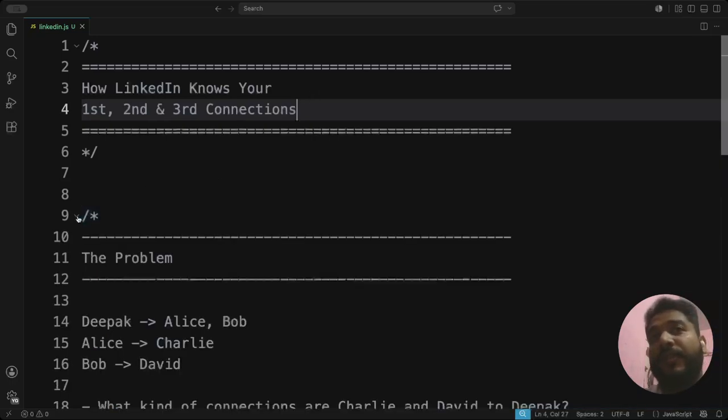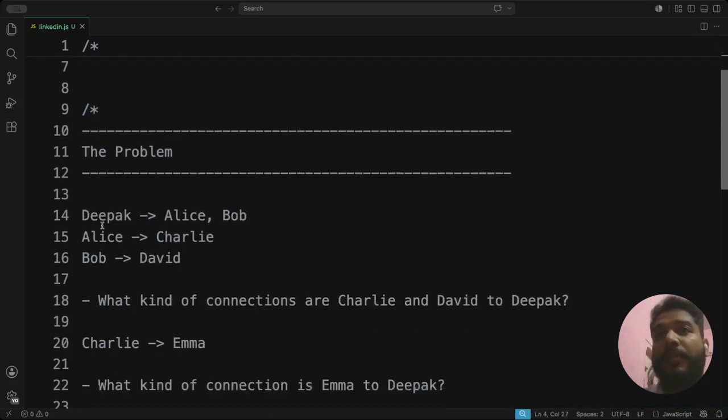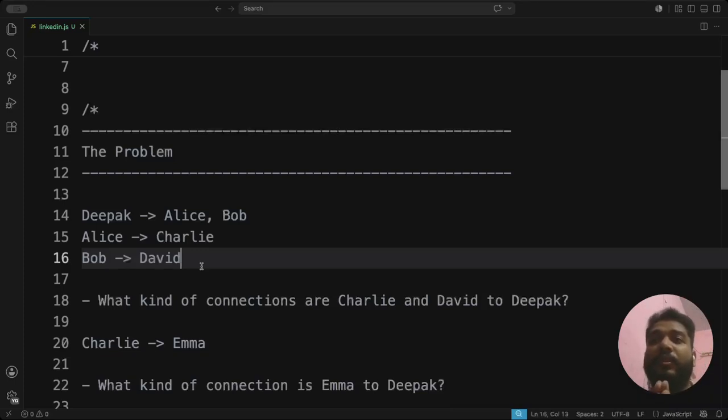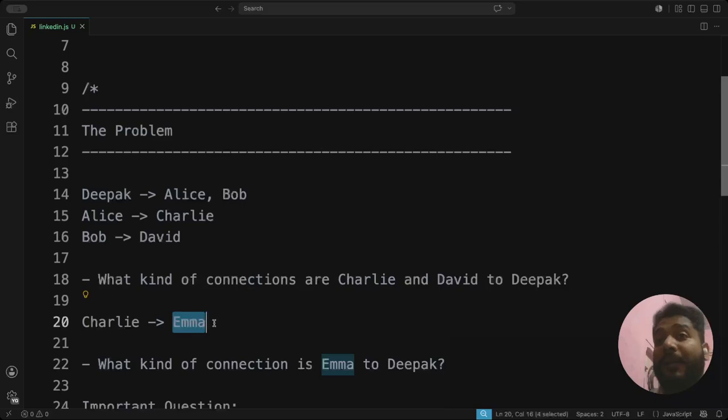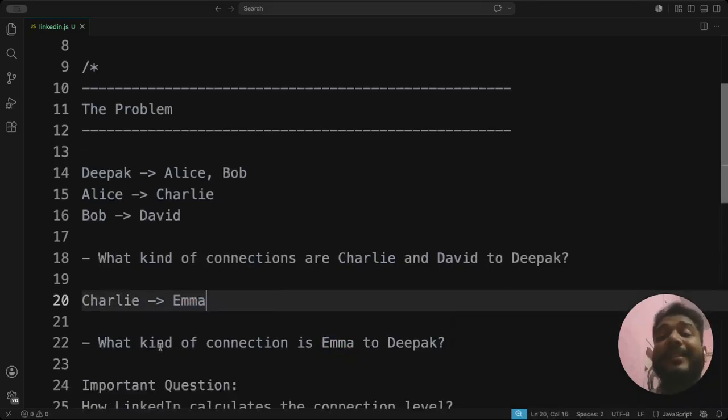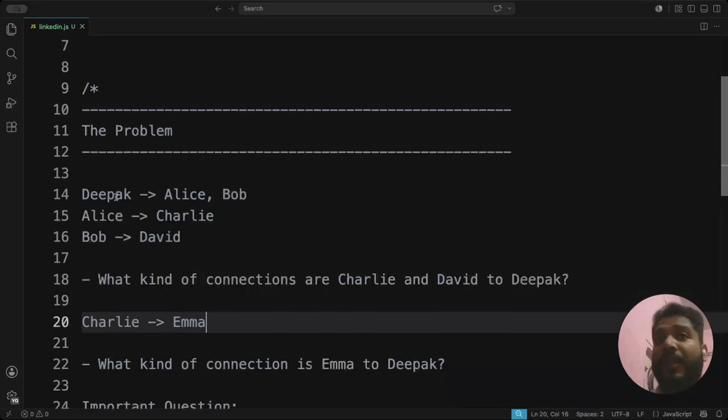Okay, so let's first understand the problem. Suppose these are my LinkedIn connections. I am directly connected to Alice and Bob. Alice is connected to Charlie and Bob is connected to David. So what is the connection level between Charlie and David with me? And let's suppose Charlie is connected to Emma, and what kind of connection is Emma to Deepak?